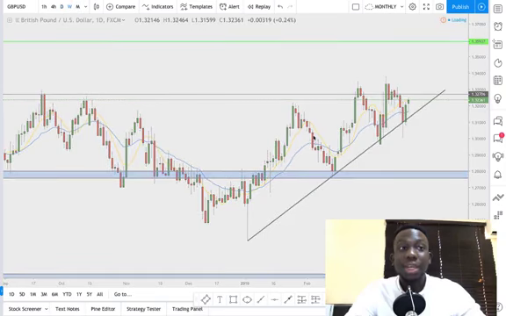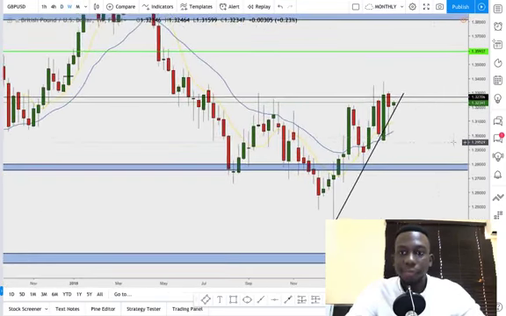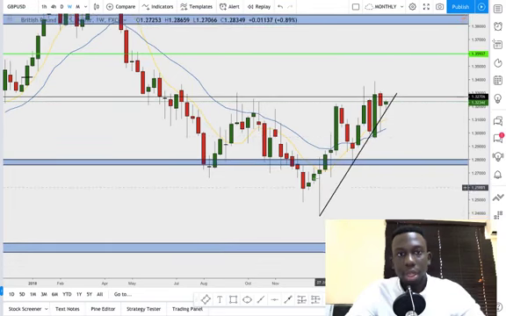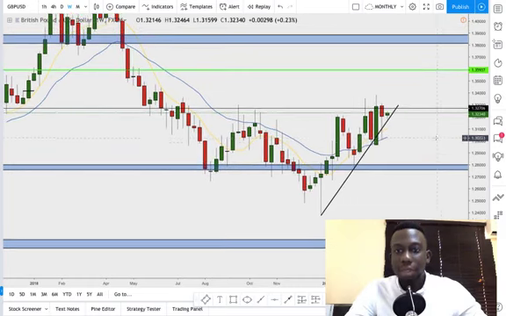Now, I'll just explain to you guys what exactly is happening with the pair. If you come down to a weekly time frame, you would realize that we have what seems to be a head and shoulder pattern, okay? So you can see this is the left shoulder, this is the head, and this is the right shoulder. Usually what happens when the head and shoulder pattern forms is that we tend to have a reversal, okay? Head and shoulder is a reversal pattern. So anytime you see a head and shoulder on your chart, just know that the market is literally about to reverse.